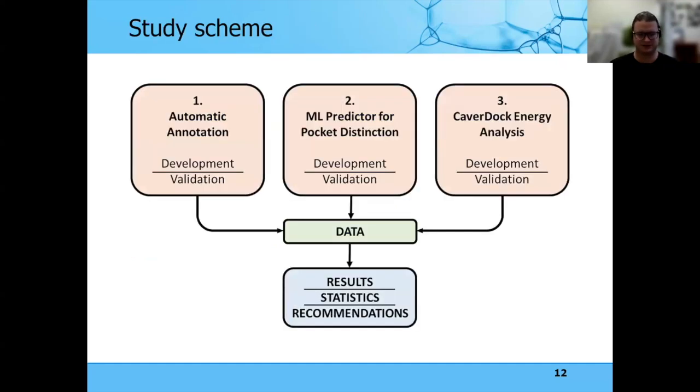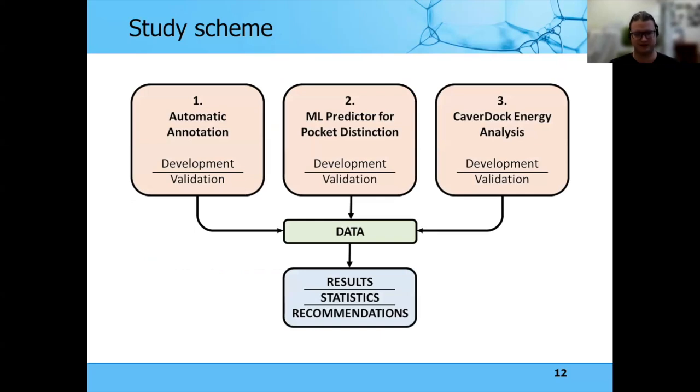So when it comes to the scheme of the study, it had three parts. The first part was the automatic annotation. Here, basically, we ran several tools and also downloaded data from some databases to get some information about the proteins which we were working with.